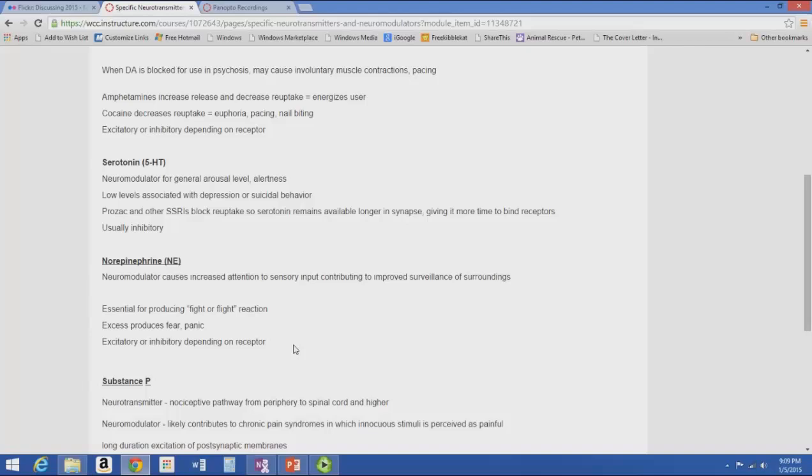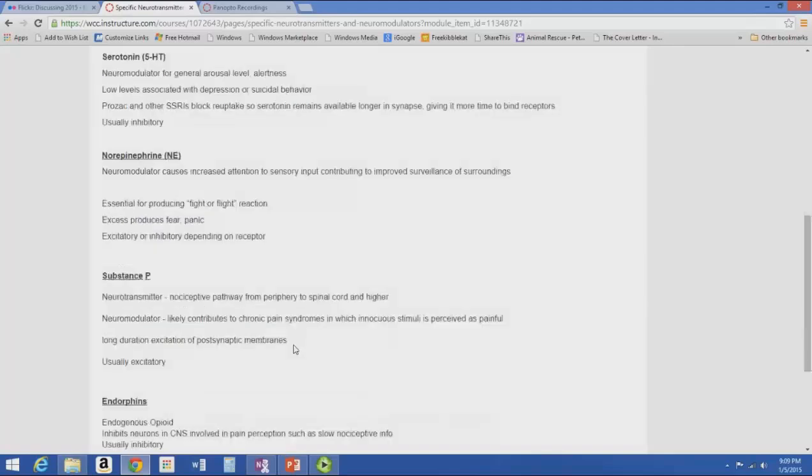Substance P, which I talked about a little bit earlier, functions as a neurotransmitter in the nociceptive pathway from the periphery to the spinal cord and possibly up to the brain. The nociceptive pathway is the one that transmits pain. It's a pain transmitting pathway, and we will talk about that more in chapter 6.